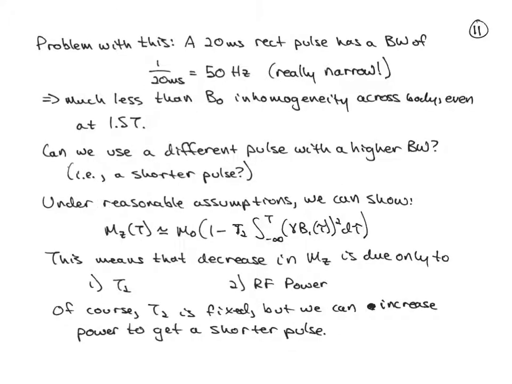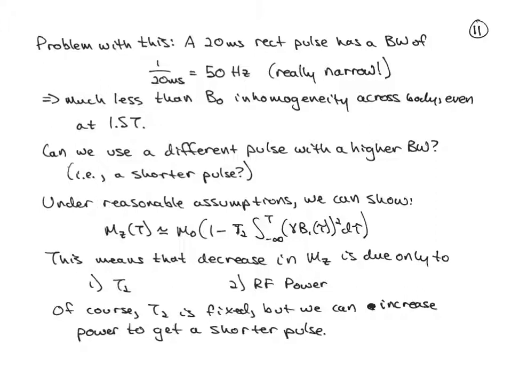There is a problem with this approach of just using a long, low amplitude RF pulse, which is that a 20 millisecond rectangular RF pulse has a very narrow bandwidth. It's about 1 over 20 milliseconds, or 50 hertz. That's super narrow, and it's much less than the B0 inhomogeneity that we get across the body, even at 1.5 T, which is now considered to be a fairly low field strength. So a natural question is, can we use a different pulse with a higher bandwidth, that is, a shorter pulse?